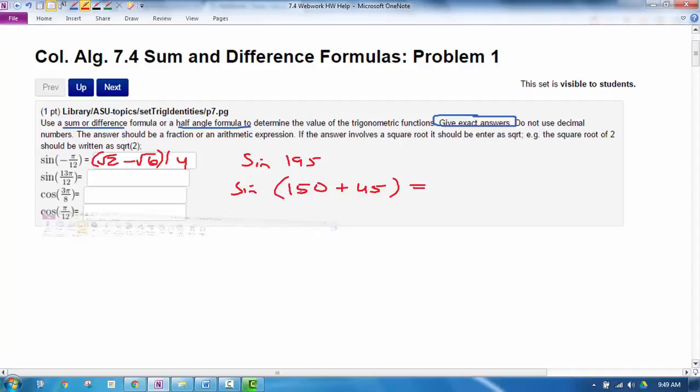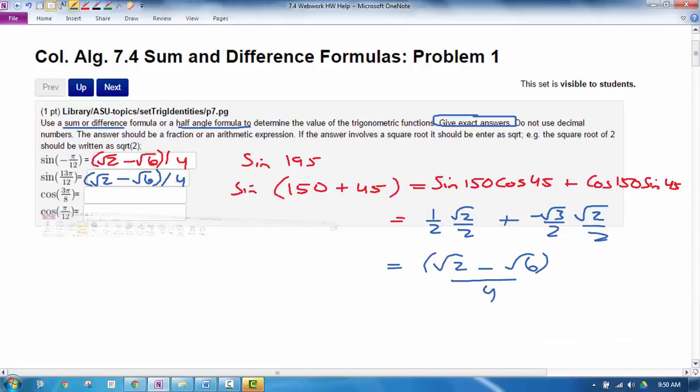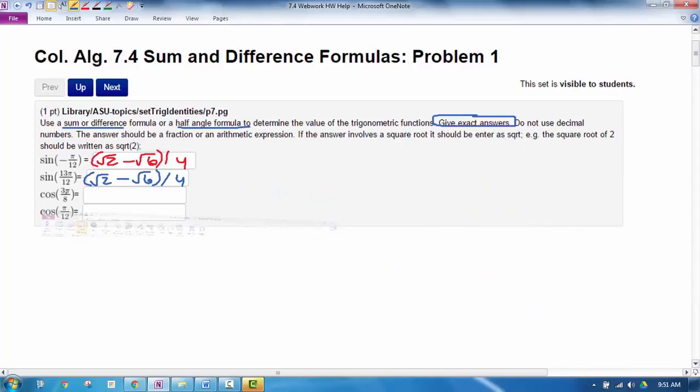Now, I'm going to do the formula for the sine of an angle plus another angle, with this right here. And now I'm going to simplify. The sine of 150 is on your unit circle. It's 1/2. The cosine of 45 is square root of 2 over 2. Plus the cosine of 150 is also on your unit circle. That's negative square root of 3 over 2. And sine is square root of 2 over 2. So this simplifies to the square root of 2 minus the square root of 6 all over 4. I'd enter that in the same way I entered the last one.